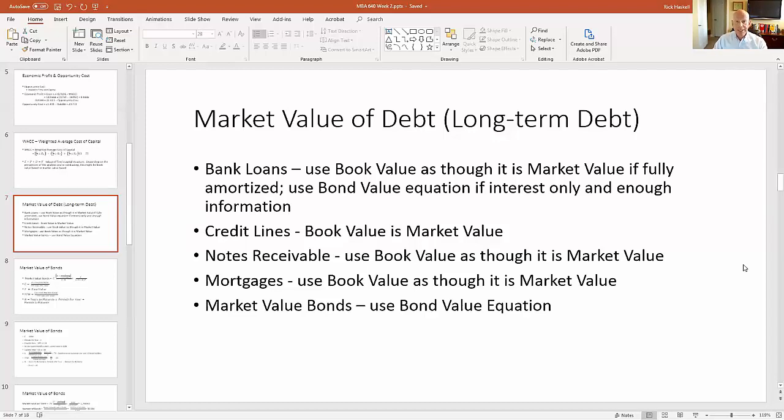But not all debt that the firm has fits that set of criteria, and when I say debt, I'm talking about long-term debt. I'm not talking about current liabilities. So let's look at each of them for a moment.